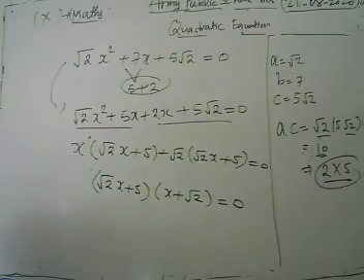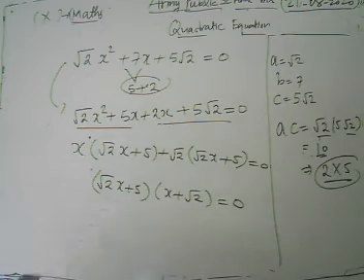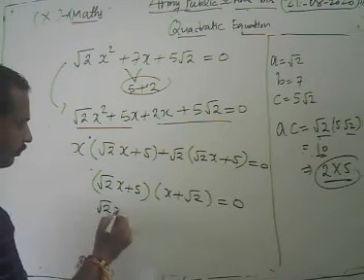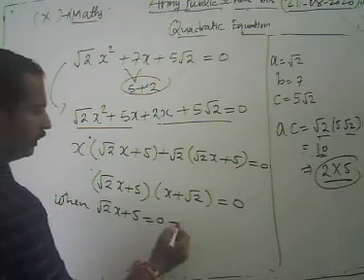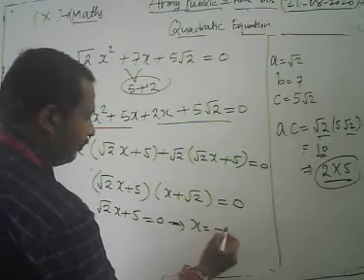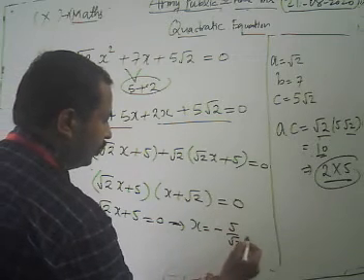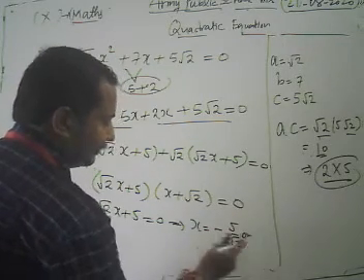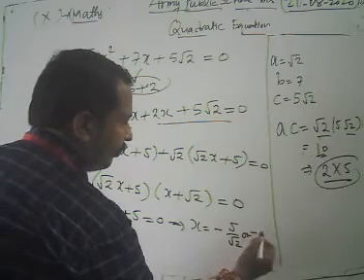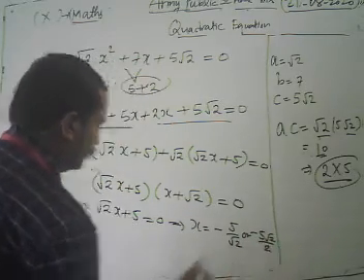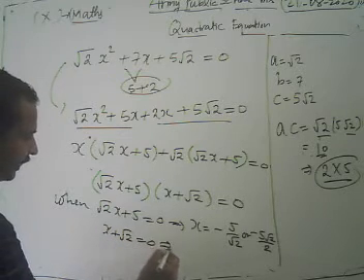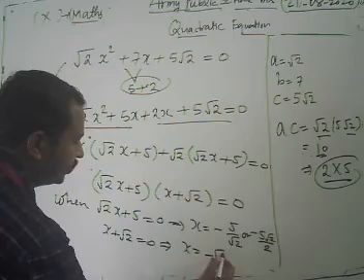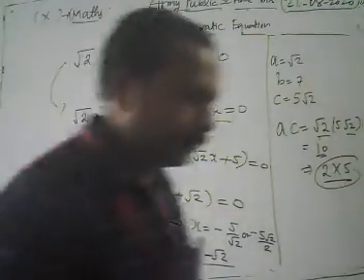Again, the product of two numbers is 0, so both cannot be nonzero simultaneously. When root 2x plus 5 is 0, then the value of x is given by minus 5 by root 2, or after rationalization, what do we get? Minus 5 root 2 by 2. And when x plus root 2 is 0, then we get the second root, minus root 2. These are the solutions of our given quadratic equation.